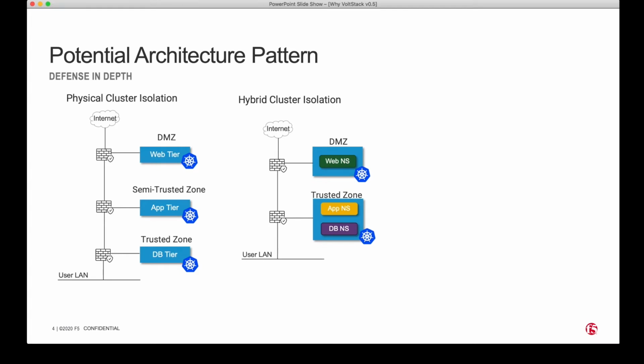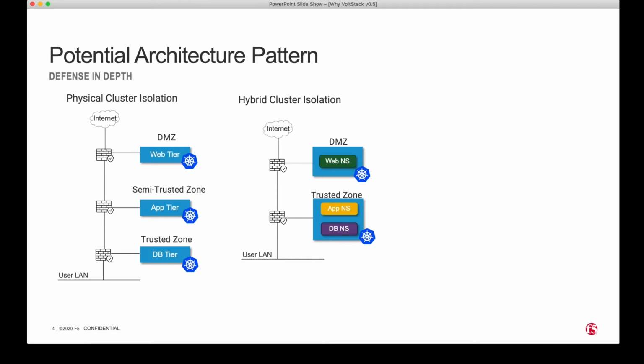Another variant is hybrid cluster isolation, where you have your web tier namespace created on the DMZ cluster, and the app tier and DB tier deployed in different namespaces on a separate internal Kubernetes cluster. The DMZ and trusted zone are separated with a firewall. This is potentially a more common architecture construct, which is also inherited from the monolithic application world.